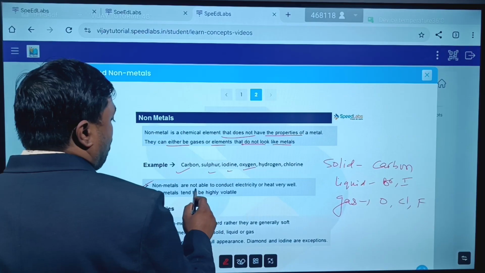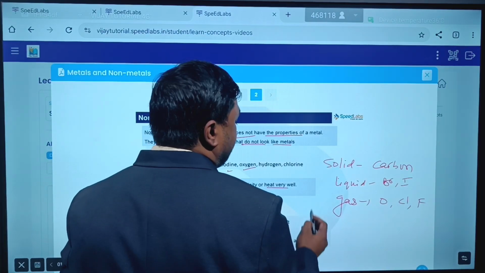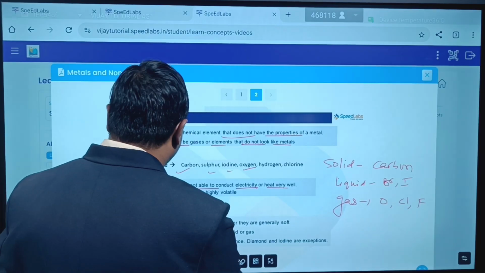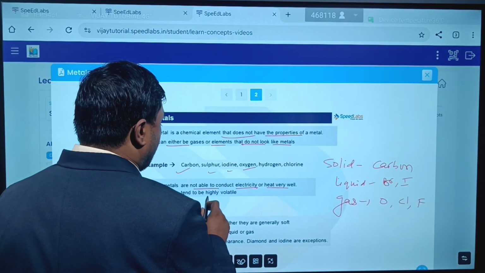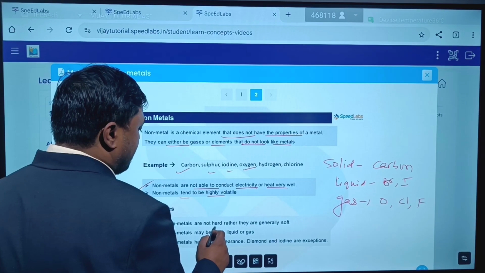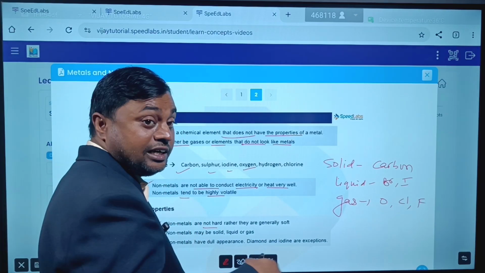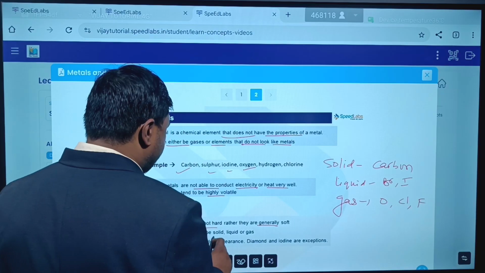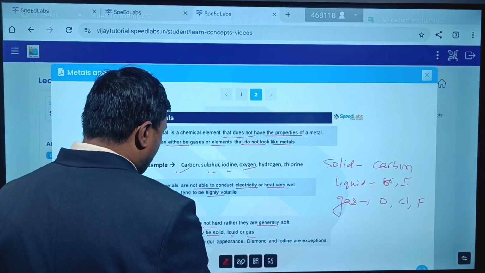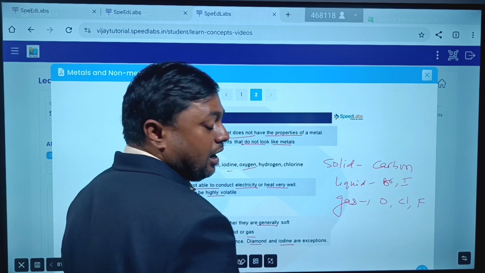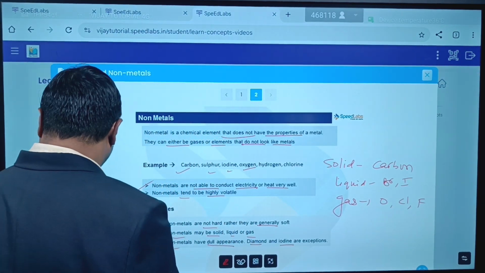So non-metals are not able to conduct electricity or heat as well. Non-metals are generally poor conductors of heat and electricity. Non-metals tend to be highly volatile. When you talk about properties, non-metals are not hard, they are generally soft. Non-metals may be solid, liquid or gas. Non-metals have a dull appearance. Exceptions: diamond and iodine, yes or no?